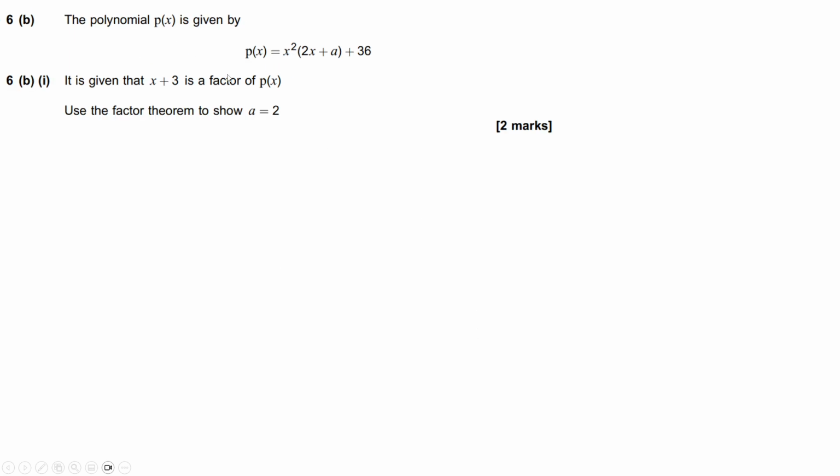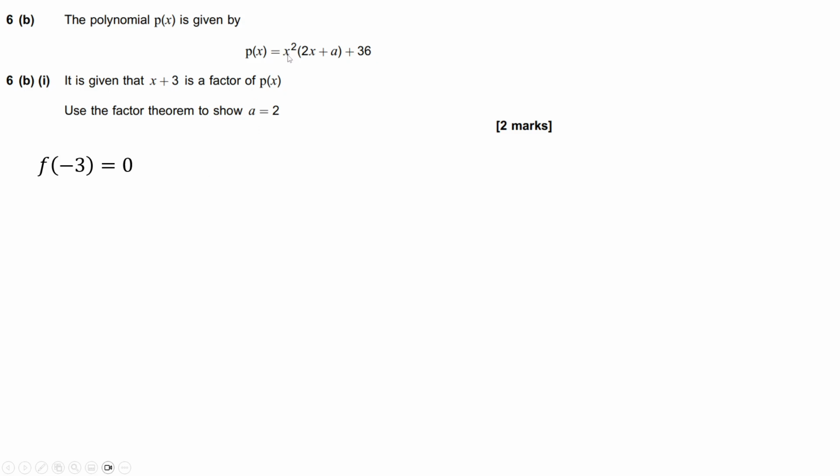We've got polynomial p of x, and we're told that x plus 3 is a factor. By the factor theorem, that implies that x equals minus 3 is a solution. So if you plug in minus 3, this all becomes 0. I've just realised here I put f of minus 3 when I meant to put p of minus 3. I misread that, but that's fine.